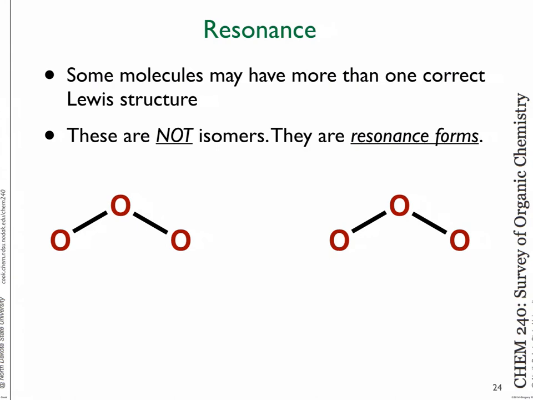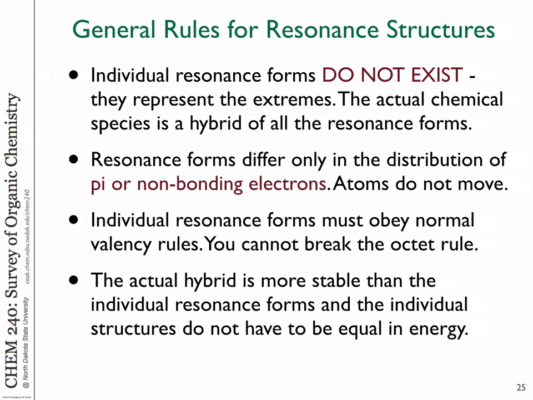So generally, I again reiterate some of these points. When we're trying to represent structures where the Lewis structures don't do it adequately, we have to provide the ends of the extremes that represent some combination of them. So the individual resonance forms don't really exist. Something in between those representations exists.